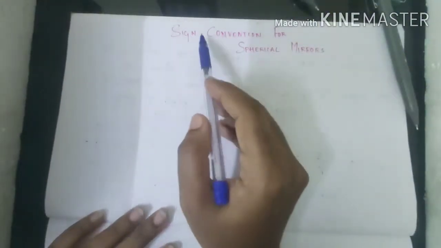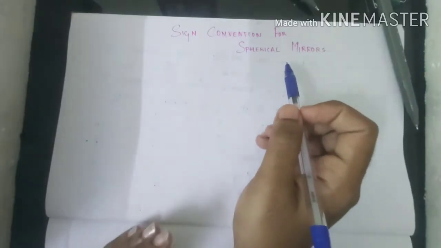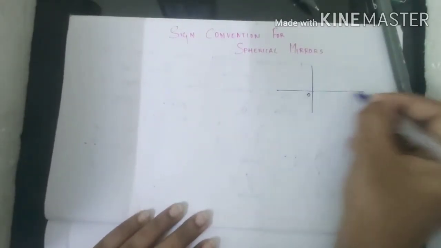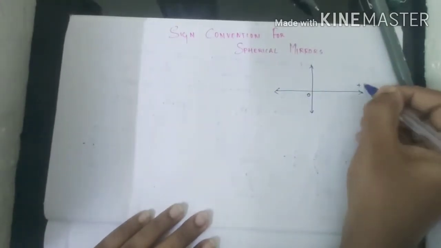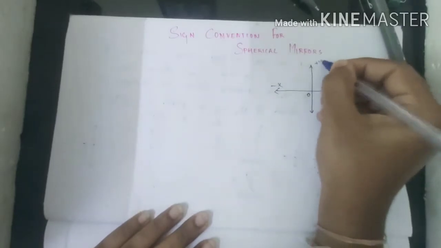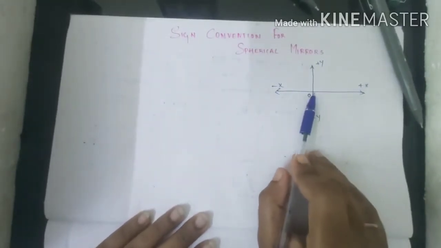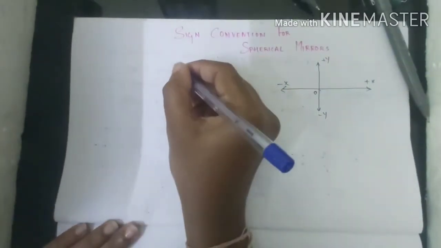So here when you are writing sign convention for spherical mirrors, first we'll go with the Cartesian coordinate system. O is origin, positive x, positive y, negative y. So these distances are measured with respect to the origin. Likewise, we'll have our spherical mirrors.